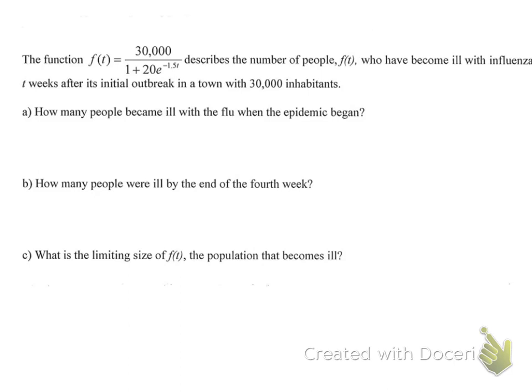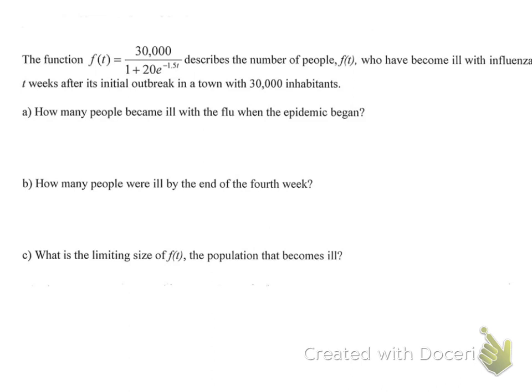Here it says the function f of t equals 30,000 divided by the quantity 1 plus 20e to the negative 1.5t describes the number of people f of t who have become ill with the influenza t weeks after the initial outbreak in a town with 30,000 inhabitants. Influenza means your flu or some kind of illness. Letter A says, how many people became ill with the flu when the epidemic began?